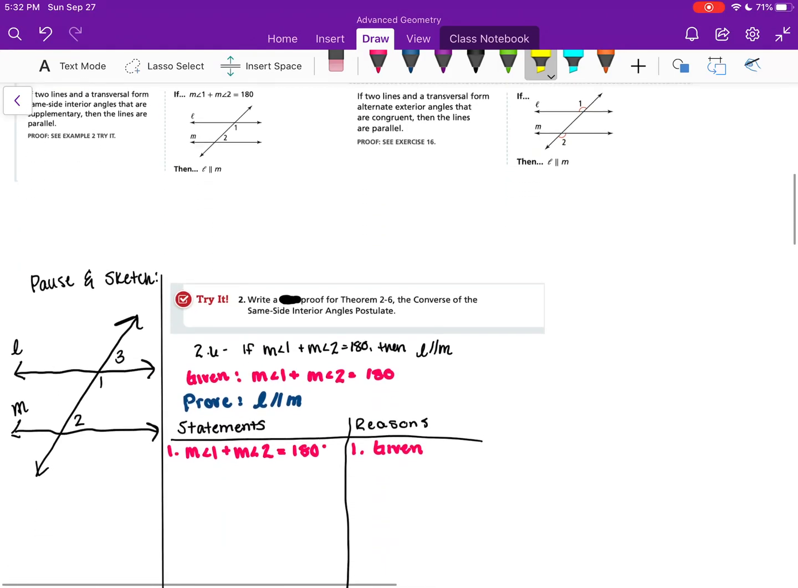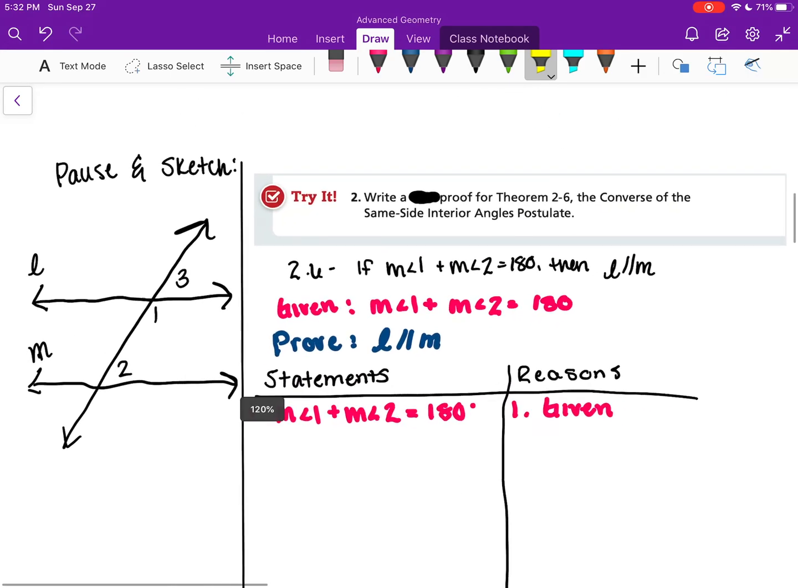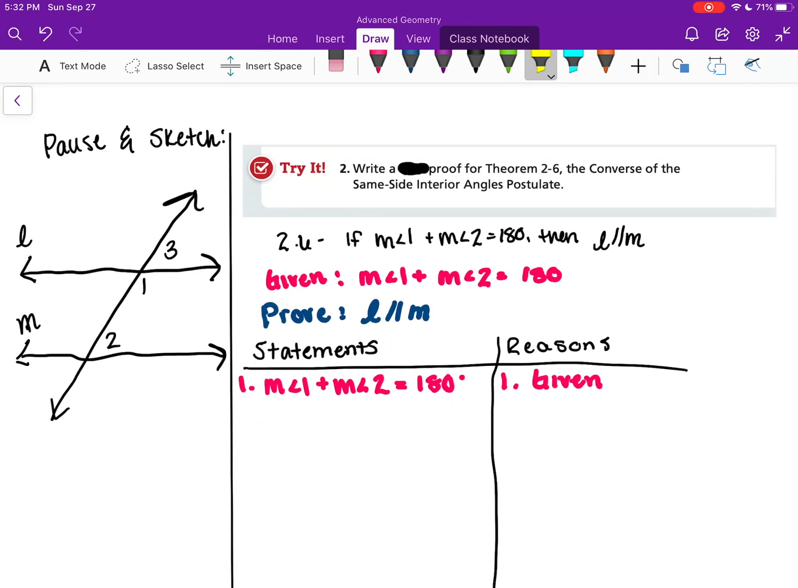Now we're going to try example 1. We're going to move straight to example 2. And example 2 asks us to write a flow proof. I've marked out the word flow. We're going to stick with our two-column proof. Write a proof for theorem 2-6, the converse of the same side interior angles postulate.